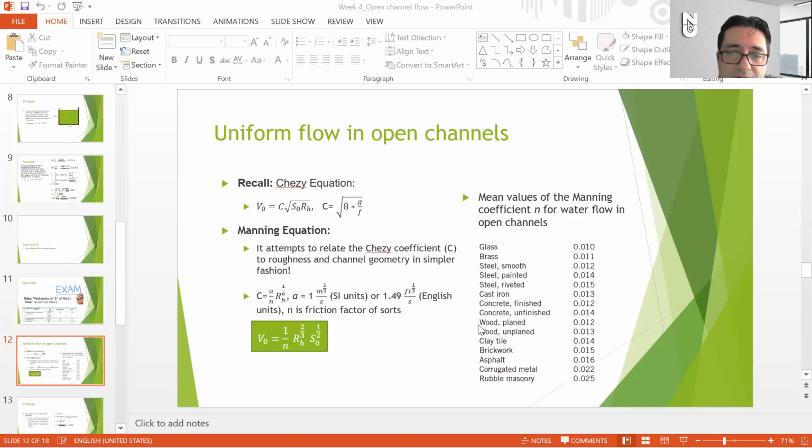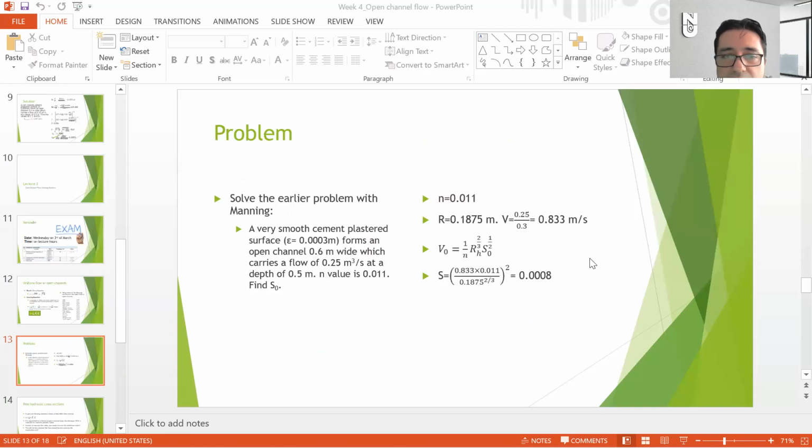And you also realize that the n value does not make a dramatic change, it changes from 0.1 to 0.25. So that's why this equation gives you less error when you compare it with the Chezy equation. Okay, let's solve one problem, and I think it will be clearer.